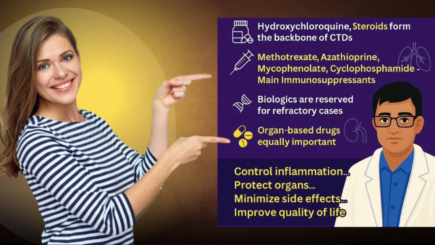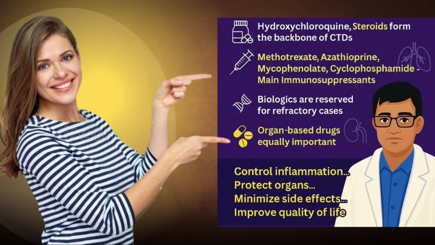Number 3, polymyositis and dermatomyositis. These are inflammatory muscle diseases. Treatment starts with high-dose steroids to quickly improve muscle strength. To reduce steroid side effects, we add methotrexate or azathioprine. In resistant cases, IV immunoglobulin is very effective, especially for dermatomyositis with severe skin disease. Rituximab may also be used in difficult cases.